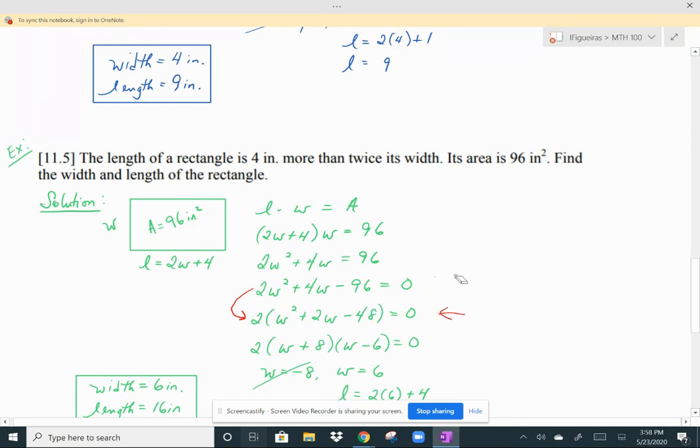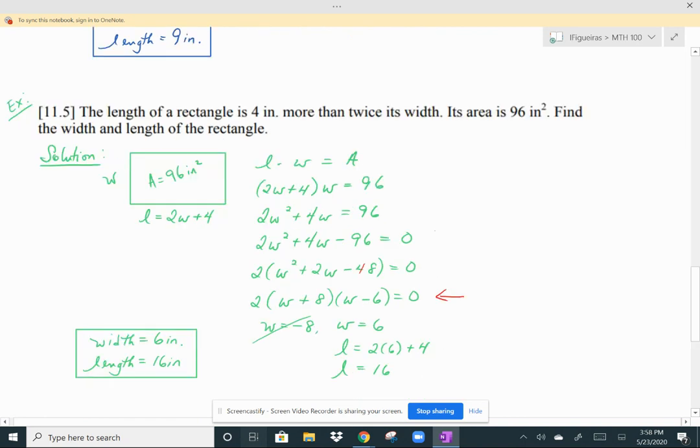So here we're looking for two numbers that give me a product of negative 48, but when we add them, or subtract, because they will be different signs, you get 2. So what will work? 8 and negative 6. So we get 2 times w plus 8 times w minus 6. Take each factor, set it equal to 0, and we get that. And by the way, you wouldn't want to do this. This wouldn't make sense. You can ignore the 2 at this point. 2 does not equal 0. W would equal negative 8, and W would equal 6.